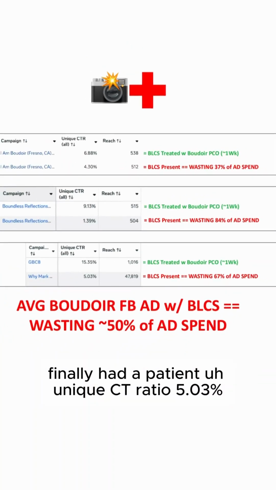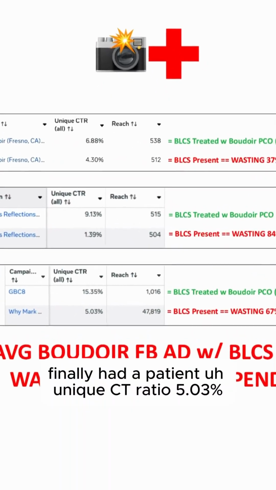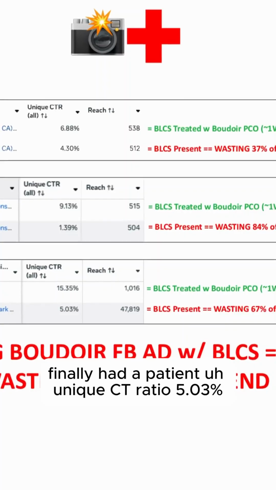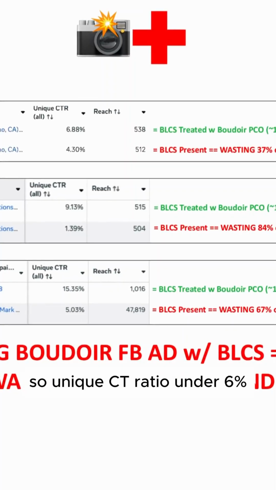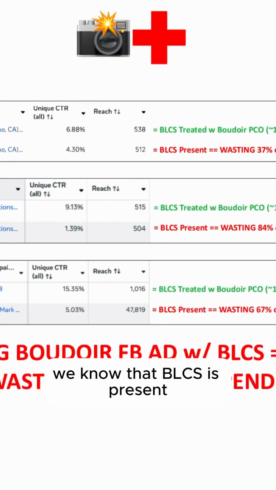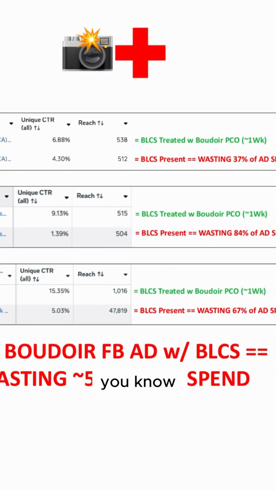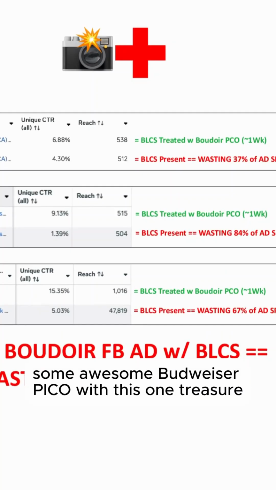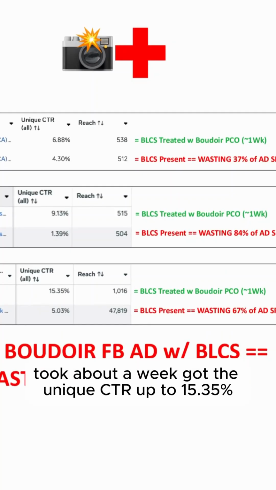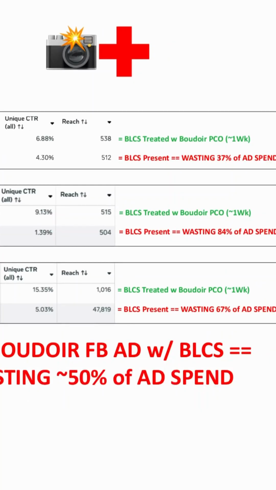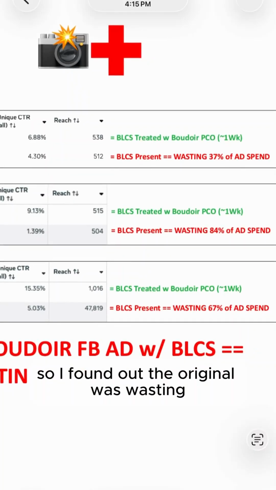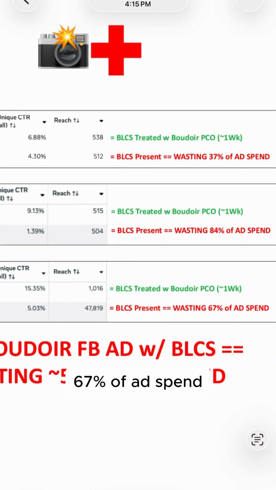Finally, had a patient with unique CTR all 5.03%. So unique CTR all under 6%, we know that BLCS is present. So we actually did some awesome Boudoir Pico with this one. Treated it, took about a week, got the unique CTR all up to 15.35%. So I found out the original was wasting 67% of ad spend.